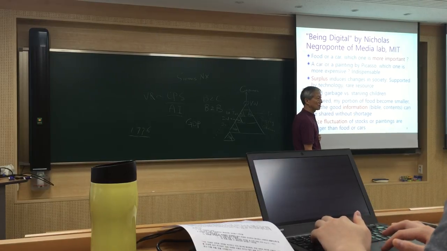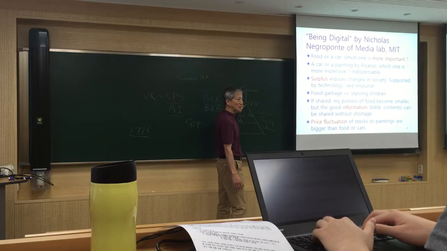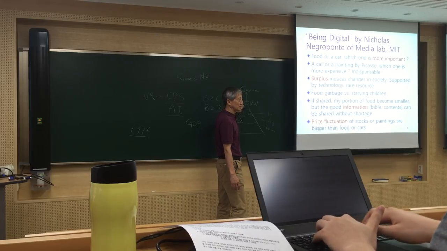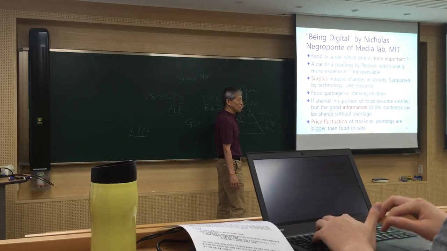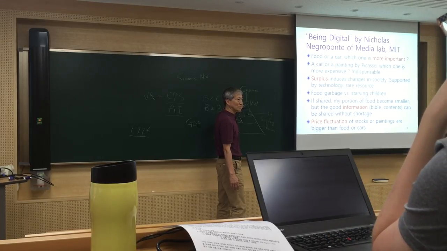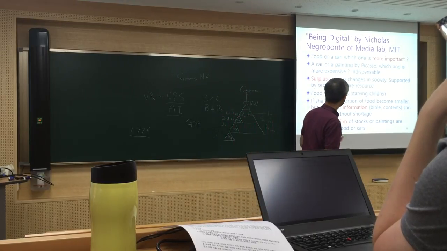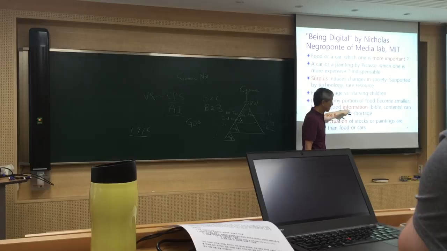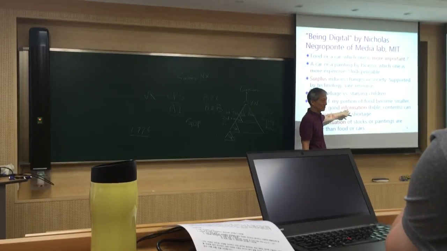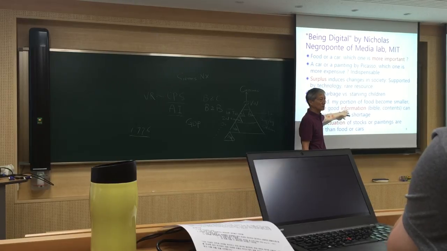That is a physical product, physical goods. A car: if I share it with another person, my portion will be smaller. That's why we are fighting to get more and more money for me. But information is different. If I share information, my share is not smaller.